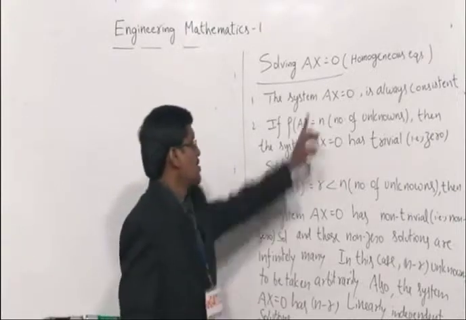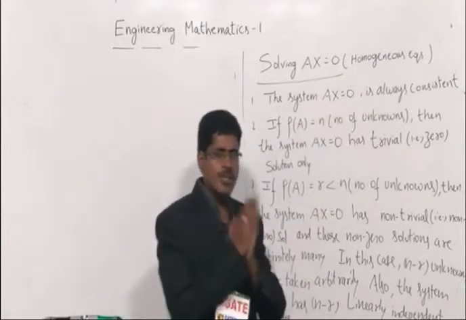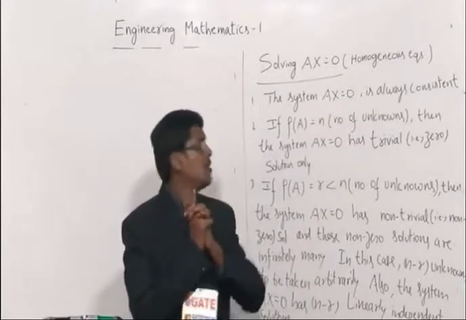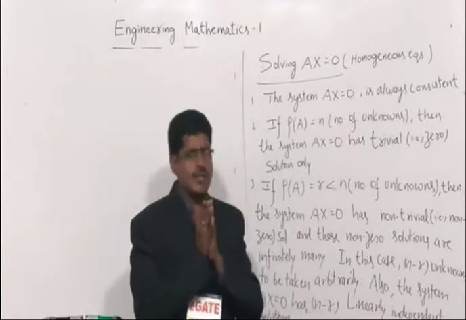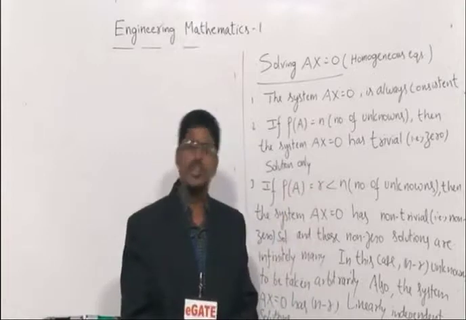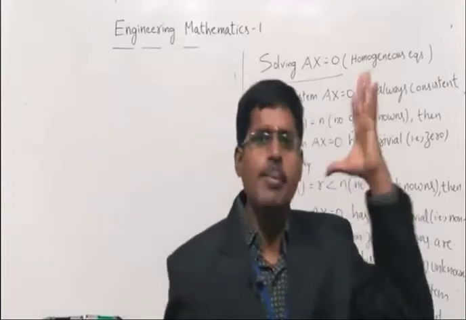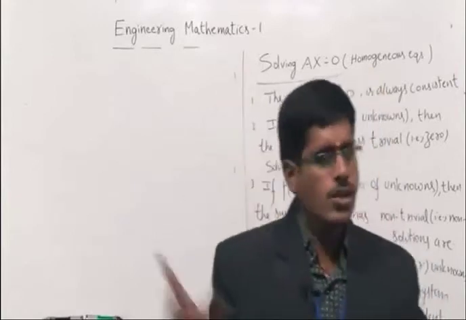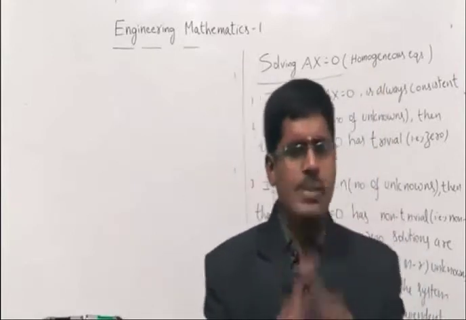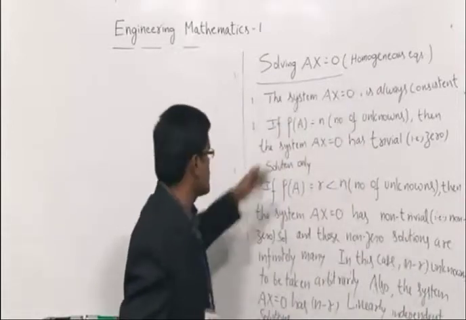See, the system Ax equal to O is always consistent. Whenever the right sides are all 0 and all unknowns are present on the left side, a consistent solution compulsorily exists. One solution is compulsory: all unknowns equal to 0. Take any one equation, any two equations, any number of equations whose right side is 0, all variables equal to 0 is compulsorily one solution. That's why this is always consistent. Now we look for other solutions.